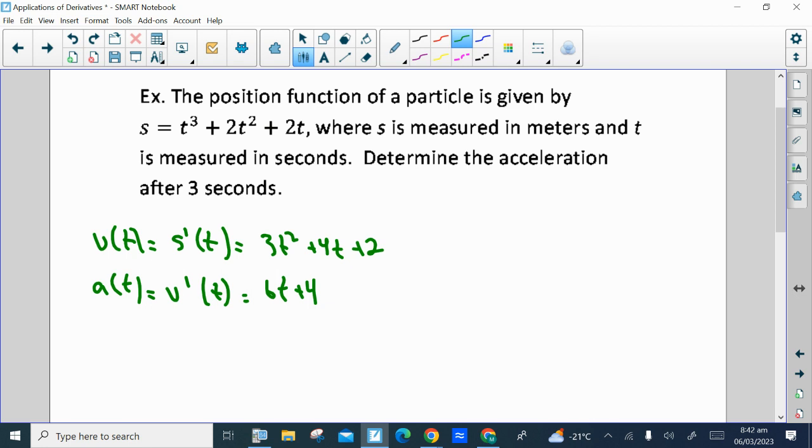So now we want to find the acceleration after 3 seconds. So that'll be 18 plus 4, or 22 meters per second squared.